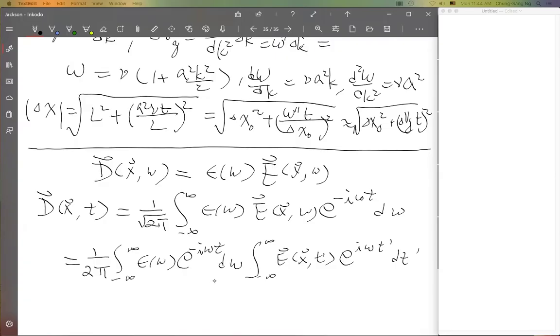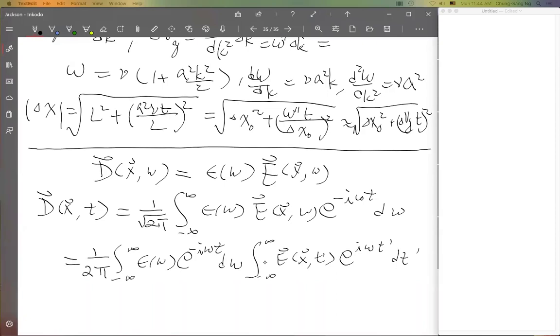Okay, so that is just this part into the Fourier transform expression. Okay, now the idea is to get the convolution out.